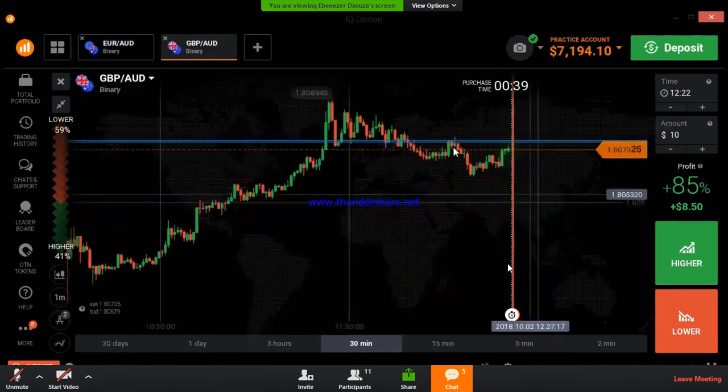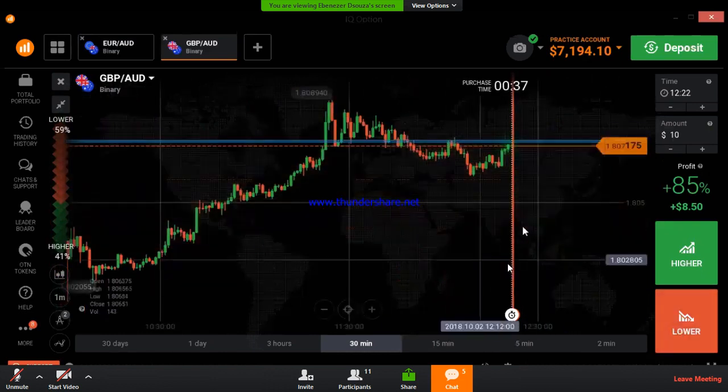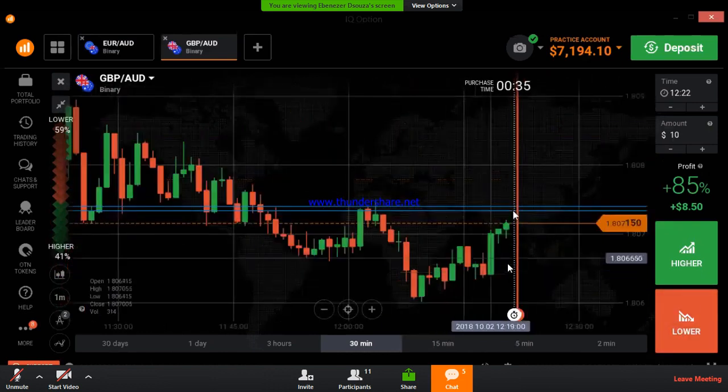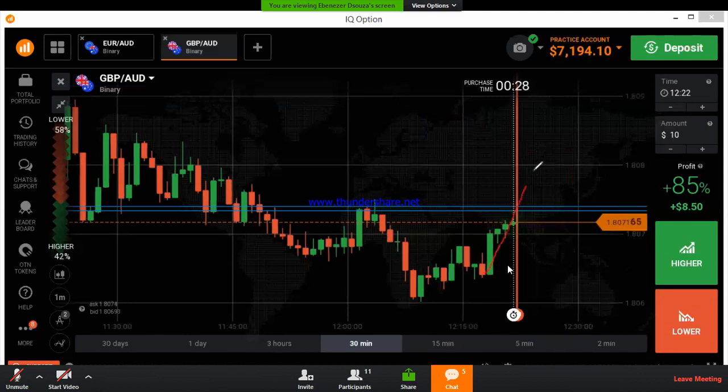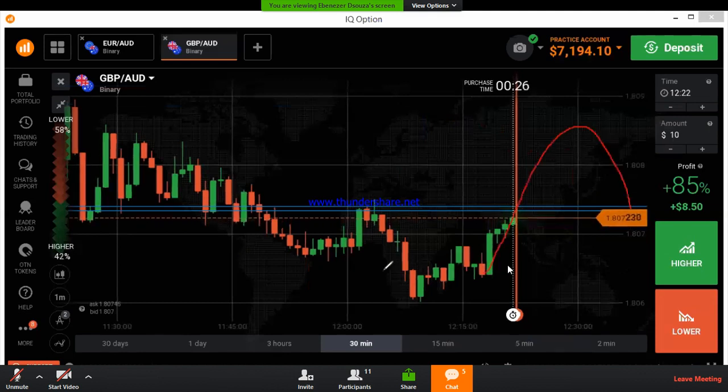This is a downtrend. You can trade here with a lower option. If the market breaks this level, it will again come to the same level. Then you can trade here with the uptrend, with a higher option.